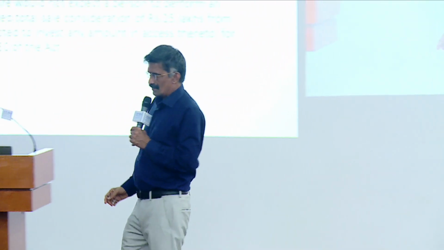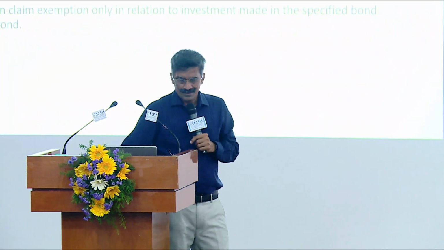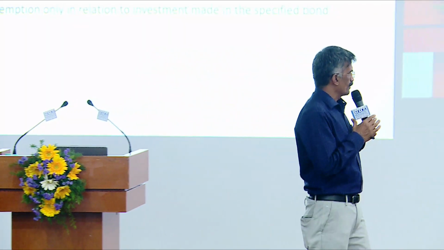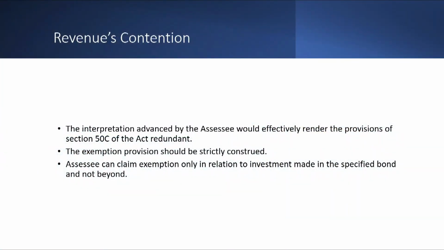But whereas the revenue's contention was pretty simple. So you have to strictly interpret the law. The interpretation advanced by the SSC would effectively render the provisions of 50C of the Act redundant. I think that's a fairly good point, because whatever be the 50C value, once I invested my entire consideration, 50C will virtually have no effect. So that means when a law is enacted by the Parliament, you should always give life to the section. You cannot kill the section.